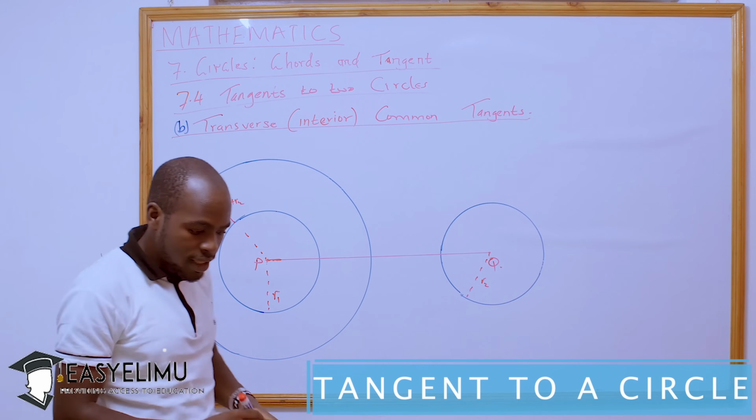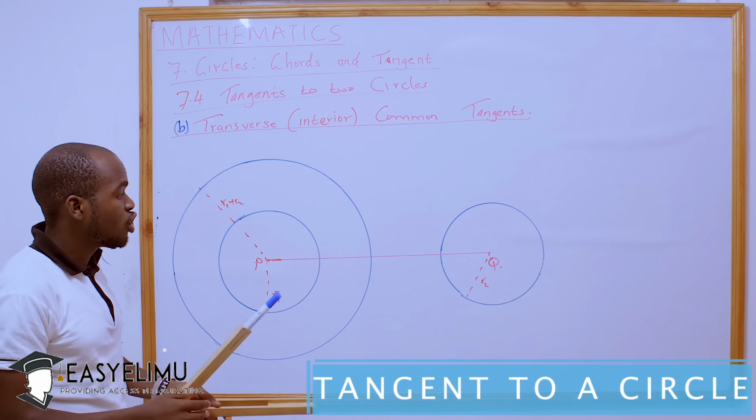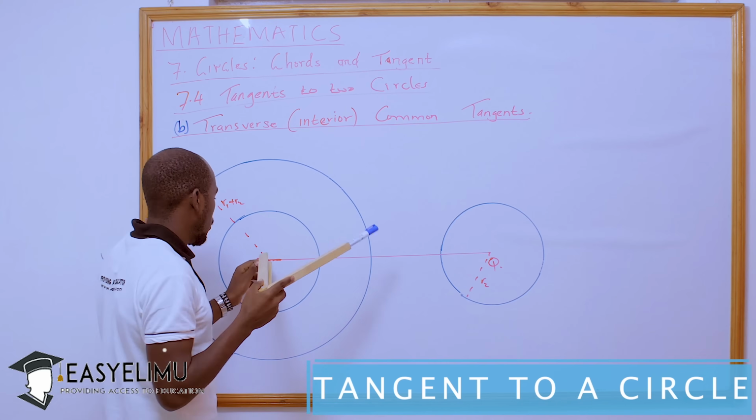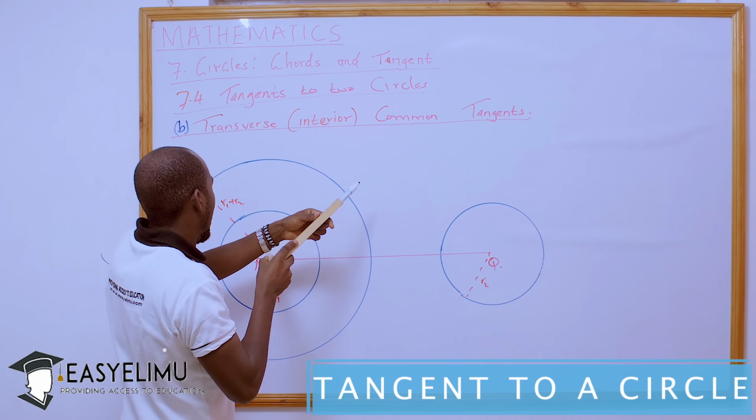Now, after constructing that, take your compass, bisect line PQ to find point C, which we shall use as the center for our arc drawing.